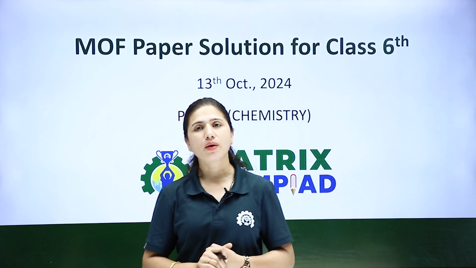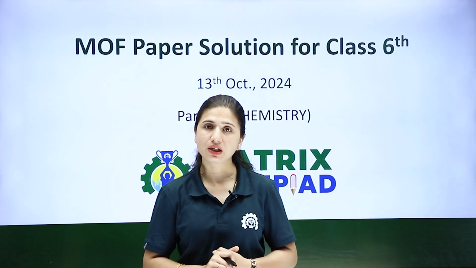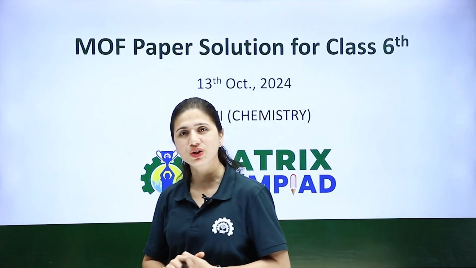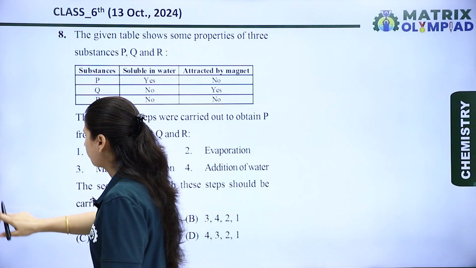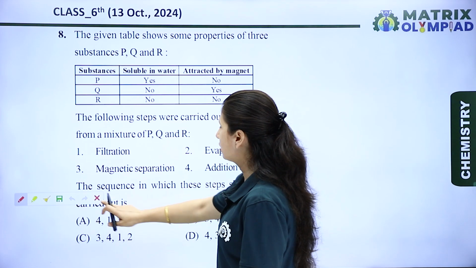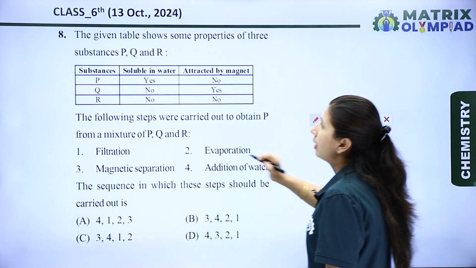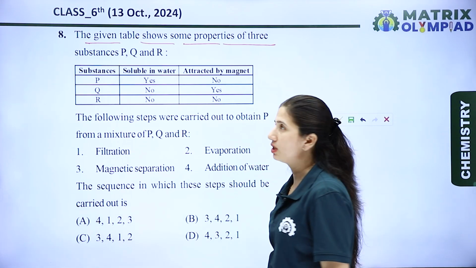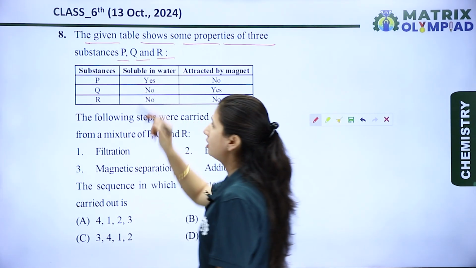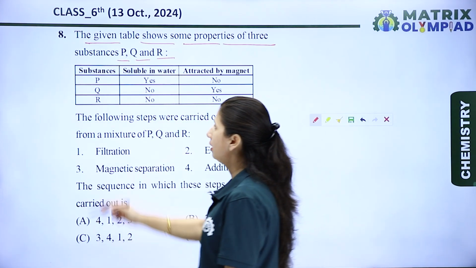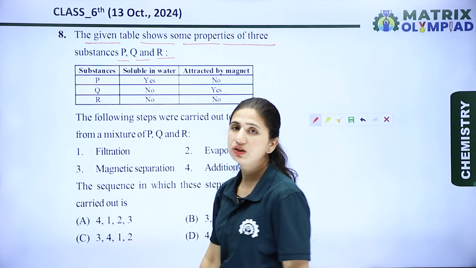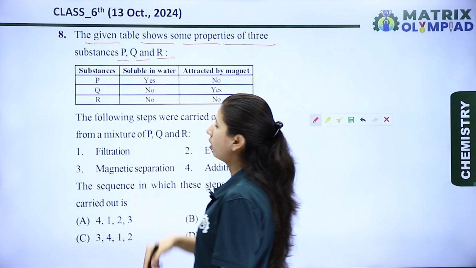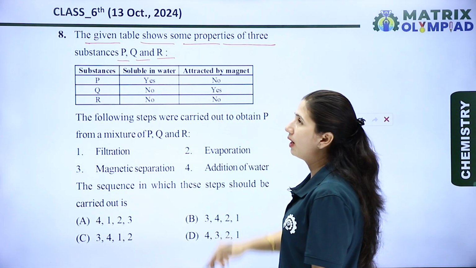Today we will discuss the MOF paper solution for class 6, which was conducted on 13th of October 2024. Let's see the question. In this question, the given table shows some properties of three substances P, Q and R. Let's see the table. Here there are different substances, P, Q and R. First, soluble in water, and second, attracted by magnet.